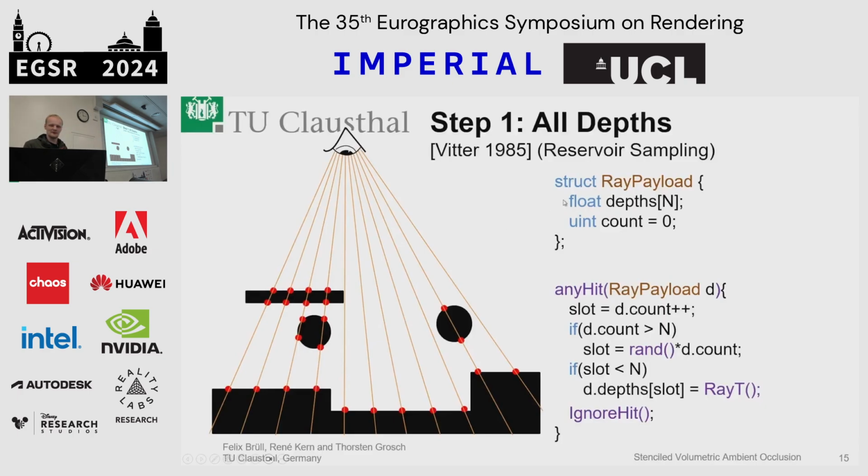And then we use a very old technique, reservoir sampling, to basically store all these depth values in a random fashion, so that we first collect the first n distinct depth values, and after that we each time replace one depth value which we have stored with a new depth value, if necessary. However, that's a lot of rays and a lot of long rays.